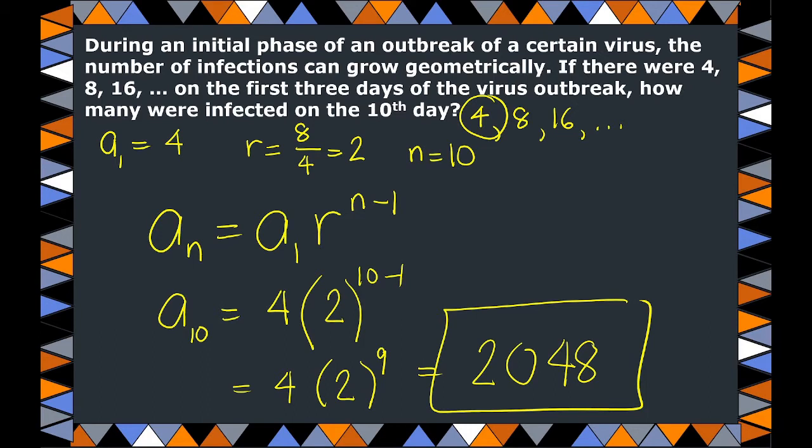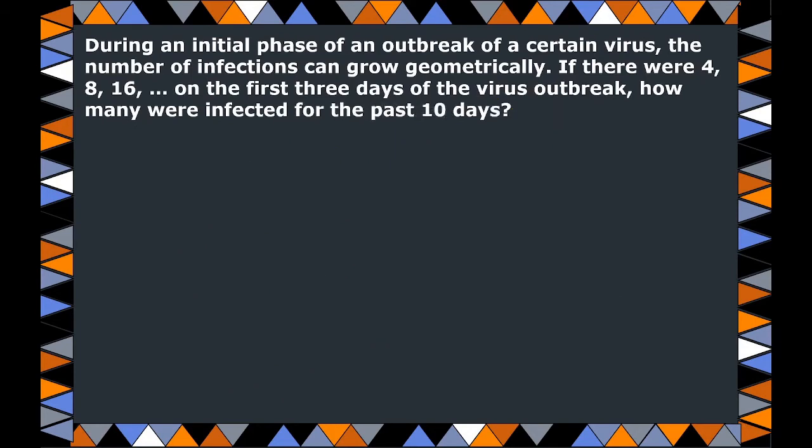Okay? Now, let's have the same given, the same words, the same sentences, but I will be changing the question now. Look at the question. How many were infected for the past 10 days? So let's write down the given first. The first term is still 4. The common ratio is still 2. And the value of n is still 10.